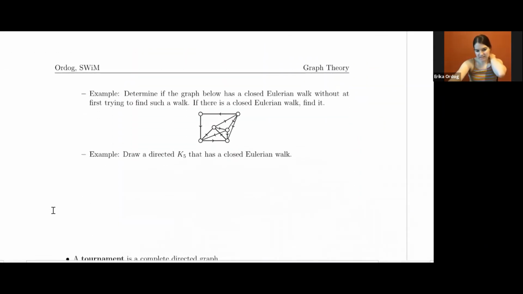All right, so let's look at this example. Let's determine if this graph has a closed Eulerian walk and try to do it without just looking for a walk at first. And if there is one, find it. So pause the video and think about that.